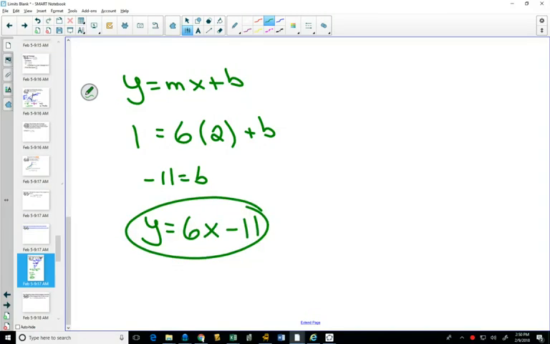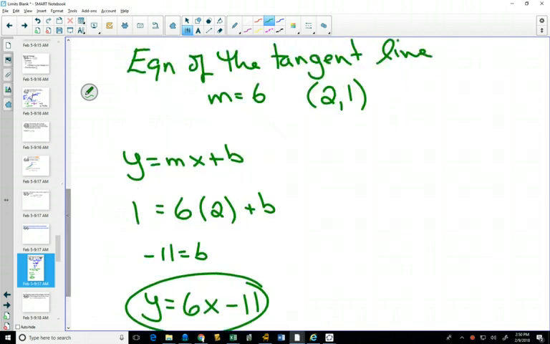I find as you move further in grades, you tend to use y equals mx plus b more. For whatever reason, it comes to your memory quicker. Okay? There's also the point-slope form of a line. Point-slope form of the line looks like this.